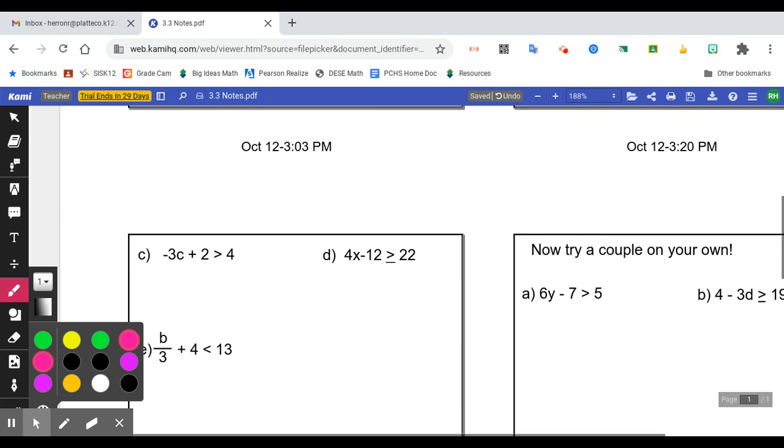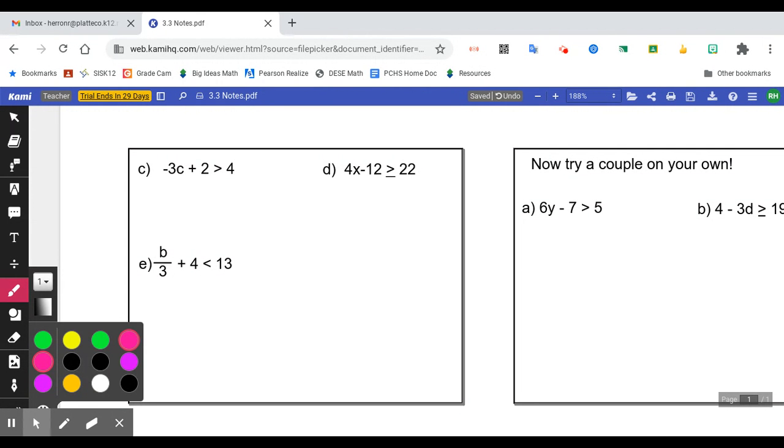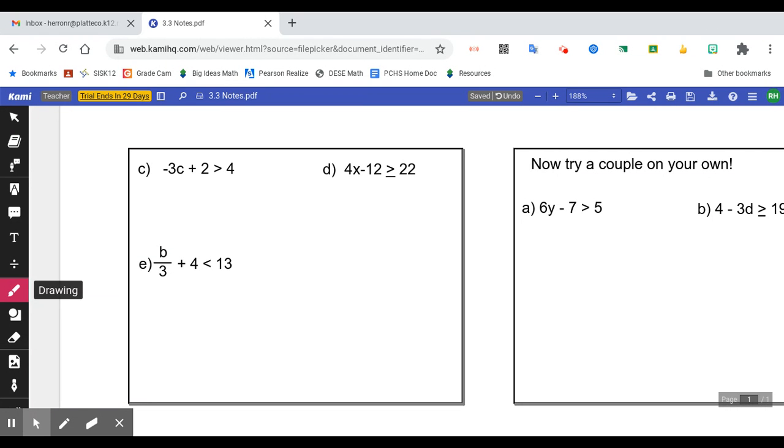All right. Move on down here. We have negative 3c plus 2 is greater than 4. So I'm going to subtract 2 because it's a positive. Negative 3c is greater than 2. Divide by negative 3. So right there, I'm dividing by a negative, so my symbol has to flip. So now I have c is less than negative 2/3, and this is just a fraction. It doesn't simplify. You're going to get a yucky decimal if you do that. So I'm going to leave it as a fraction.